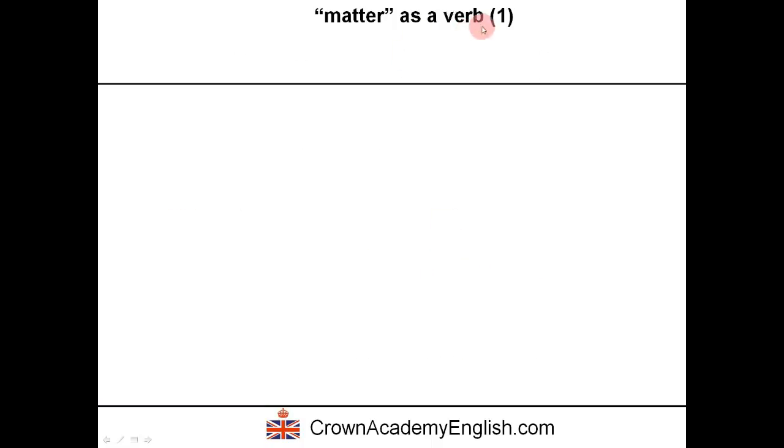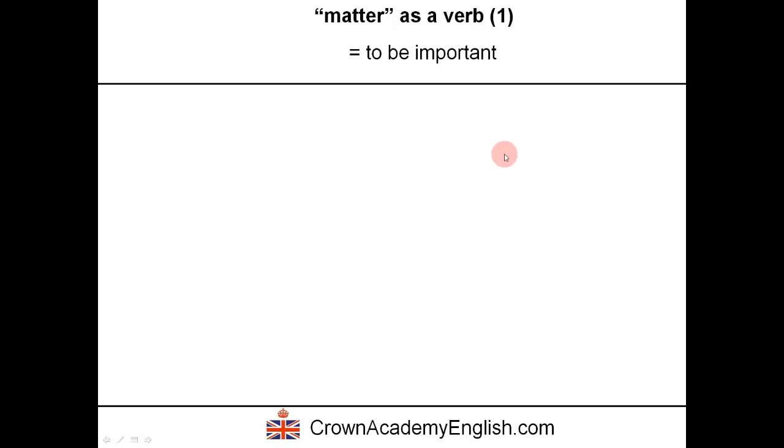Now let's look at verbs. Matter is also a verb. So to matter means to be important. So if something matters, then it is important.